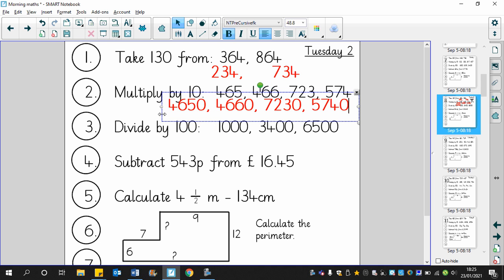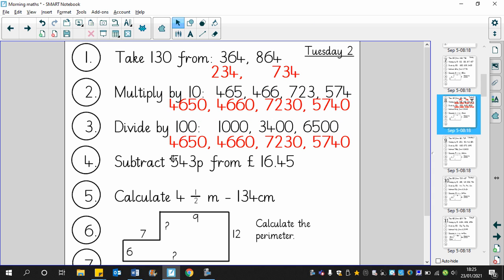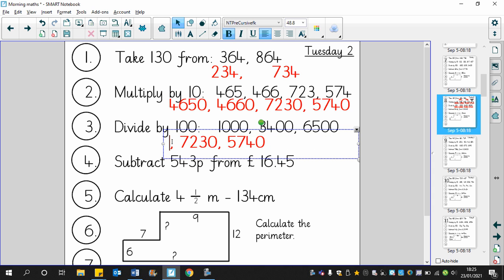So multiplying by 10 should take you about 1 second for each question. I would say 1 second, maybe a second and a half. Okay, dividing by 100, this might take you a lot longer, maybe 3 seconds for each question. So first of all, we divide. So 1,000 divided by 100.